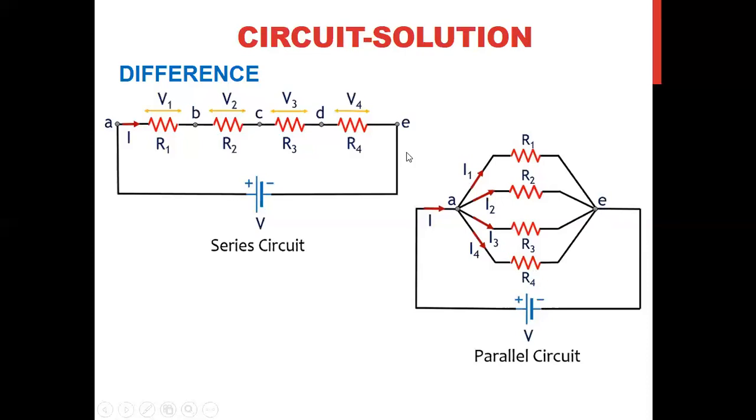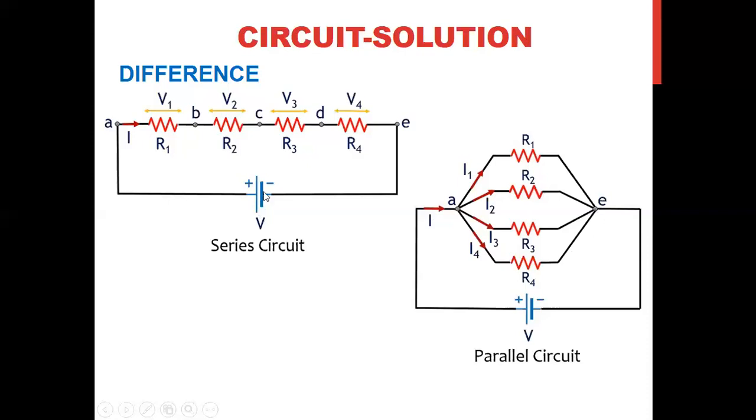Again, recap. In a series circuit, current is the same throughout the circuit, whereas voltage is divided among the resistors according to voltage division law. Whereas in a parallel circuit, voltage is the same among all paths, whereas current is divided according to current division law based on the value of the resistance.